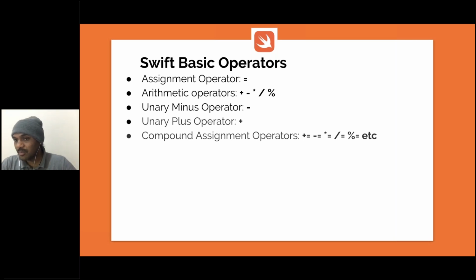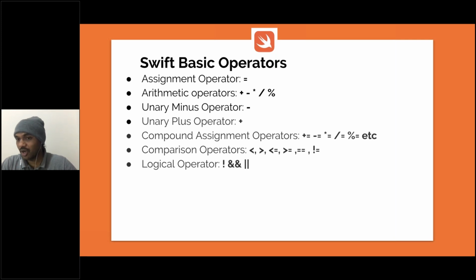This compound assignment operator can be combined with arithmetic operators, and with some relational operators also. Then comparison operators: less than, greater than, less than or equal to, greater than or equal to, equal equal to, not equal to. Whereas logical operators, not, and, or, all exist as in other languages. It doesn't have anything specific. Conditional operator, that is ternary, question mark and colon. So among this list of operators, the operator not supported in Swift is the increment and decrement operators.